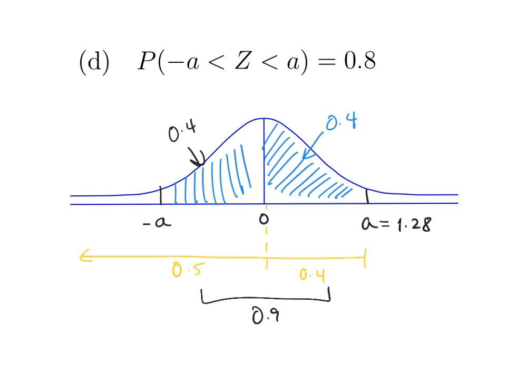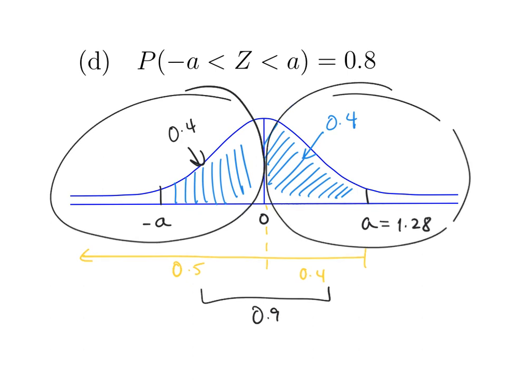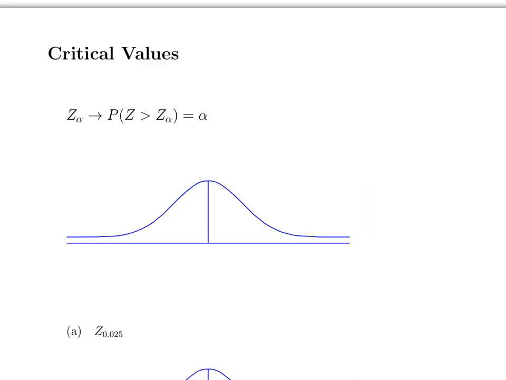Why did I put 1? Remember that this is always 0.5. And just like this is always 0.5 too. All right, any other questions, people? Speak up. These critical values, we're going to use this a lot in chapter 7, 8, and 9.